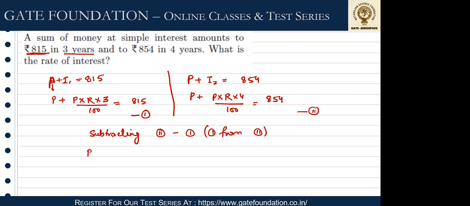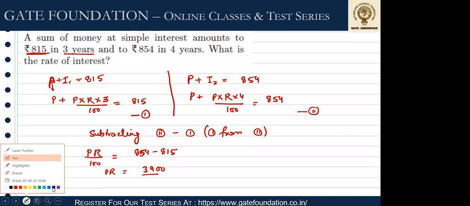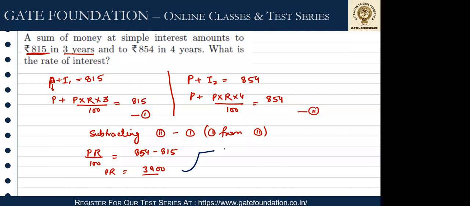So what you'll have is P, and P will get cancelled. 4 PR minus 3 PR, you'll be left with PR by 100. This is equal to 854 minus 815. So basically 854 minus 815 will be equal to 39. Or PR will be equal to 3900. I got the value of PR. Now you can substitute it in any of the equations, you will get the principal, and from that you can calculate the rate.